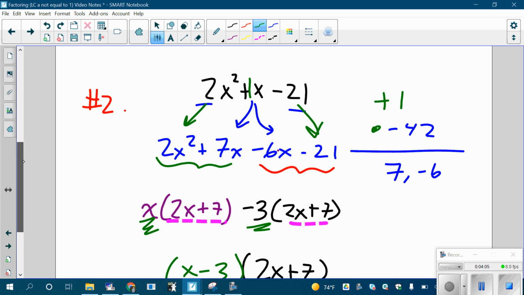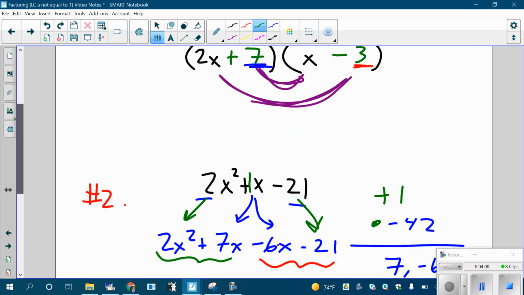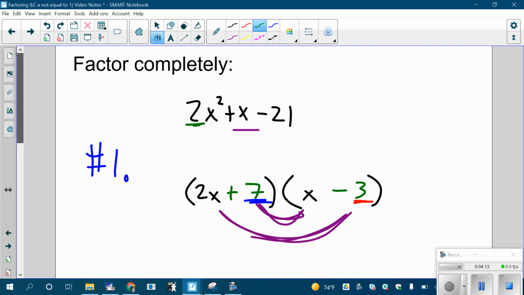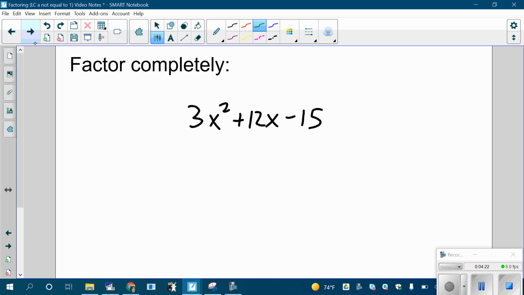So that process, if you want to rewind this and watch that again, is called split the middle, is what a lot of you guys call it. So you split the middle, and then you use grouping to go from there. It gives you the same answer: x minus 3, 2x plus 7. I'd recommend this above way. And that's the way I'm going to kind of model factoring when I do it. Cool. Let's do another problem.